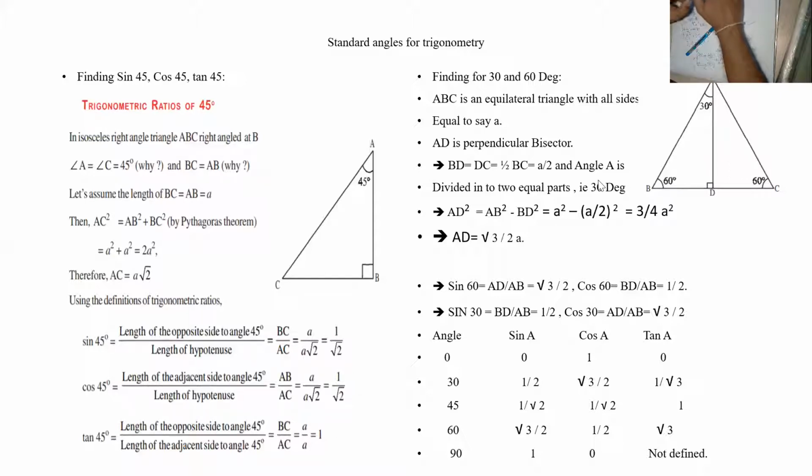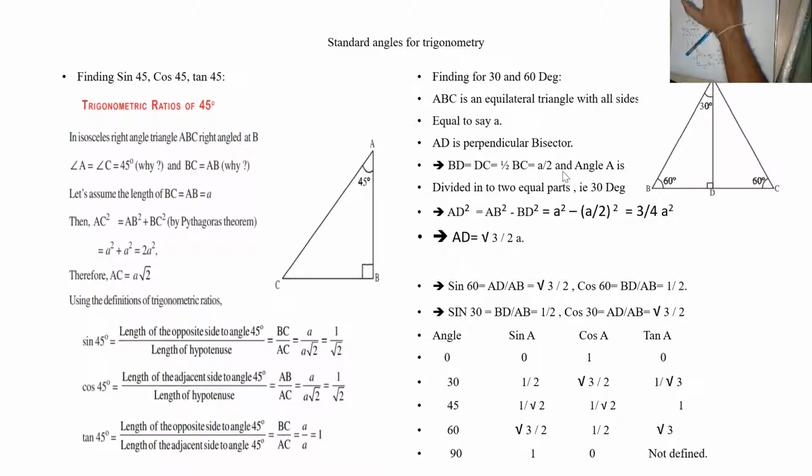So let us understand 30 and 60 degrees. I draw an equilateral triangle. This is an equilateral triangle. So I draw a perpendicular bisector. In an equilateral triangle, when I draw a perpendicular bisector, it divides this 60 degrees into two 30 degrees. 30, 30. So here it is 90 degrees. And in an equilateral triangle, these two sides are equal. BD is equal to CD.